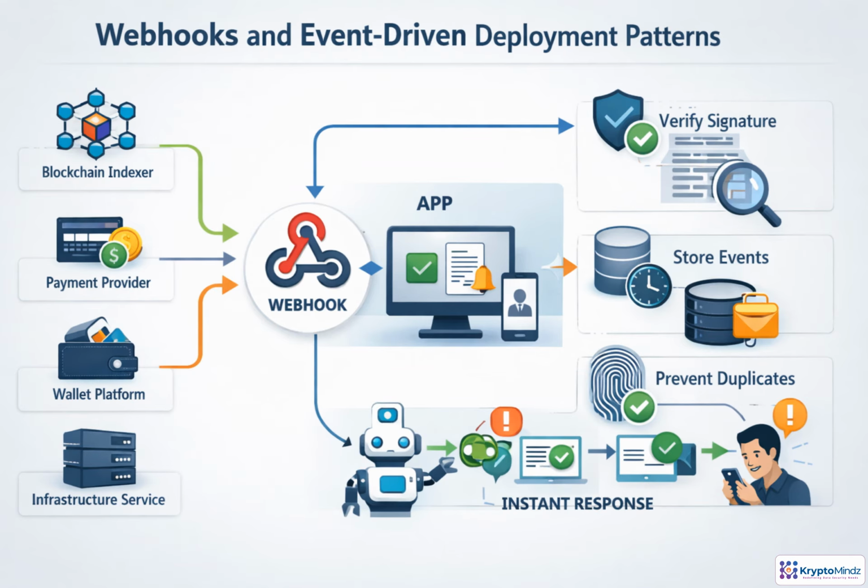Webhooks shift deployment from keep checking to react when notified. A blockchain indexer, payment provider, wallet, or infrastructure service sends an event to your endpoint. First, verify the signature, so the agent only trusts authentic messages. Then store the raw event before processing, which makes replay and debugging possible. From there, queue work for a worker. Use event IDs, transaction hashes, and idempotency keys, so duplicates do not trigger repeated agent actions.